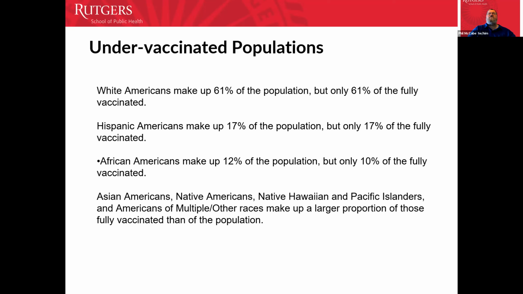Now, when we talk about under-vaccinated, we know that white Americans make up 61% of the population, and 61% of them are fully vaccinated. So we're missing 39% of the white population. Then Hispanic Americans make up 17% of the population, but again, only 17% of them are fully vaccinated. That's a wider discrepancy. And then African Americans, who make up 12% of the population, only 10% of them are fully vaccinated.